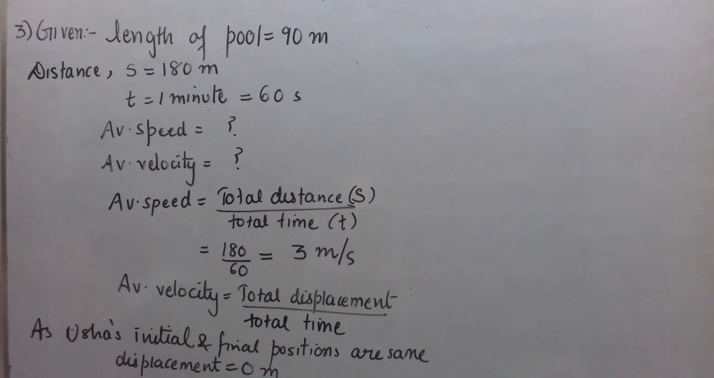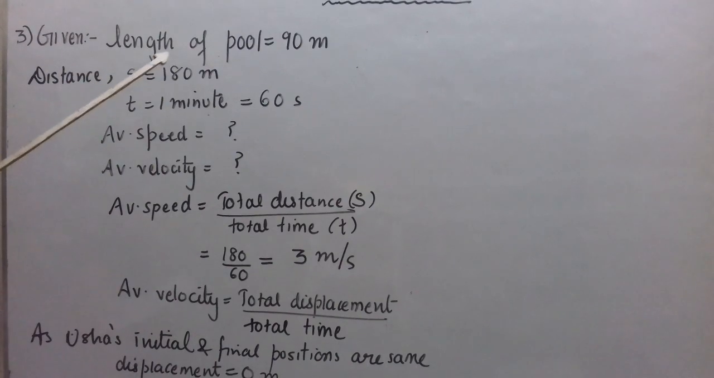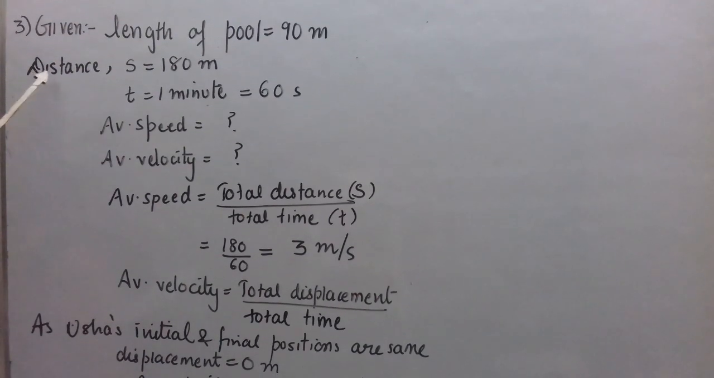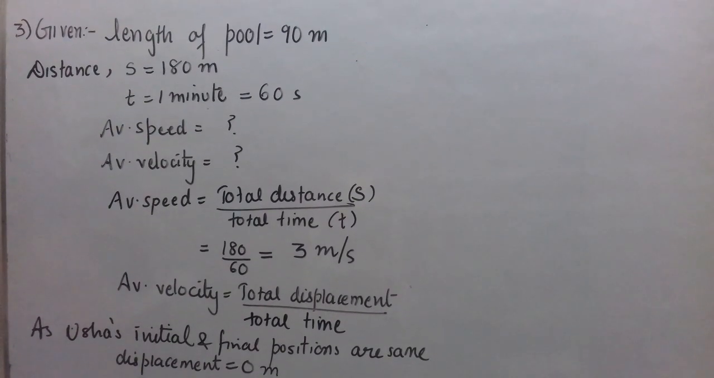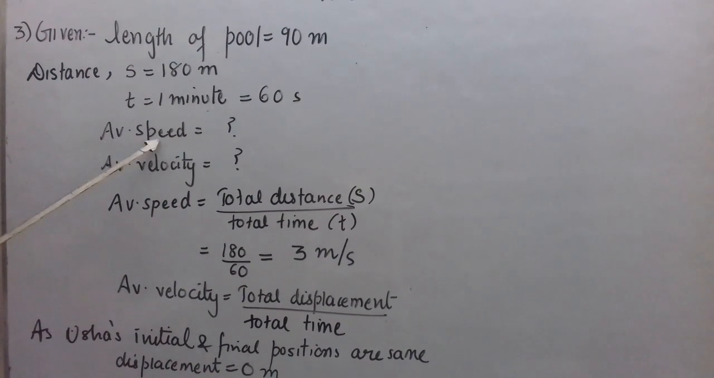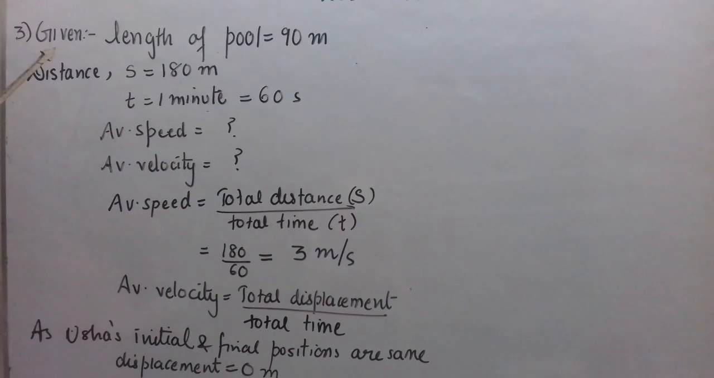So they have given here Usha swims in a 90-meter long pool. So given length of pool is 90 meters. She covers 180 meters in 1 minute. Distance travelled S is 180 meters and time is 1 minute. By swimming from one end to the other and back along the straight path. Find the average speed and average velocity. This we have to find out. So we have written what is given. Okay.